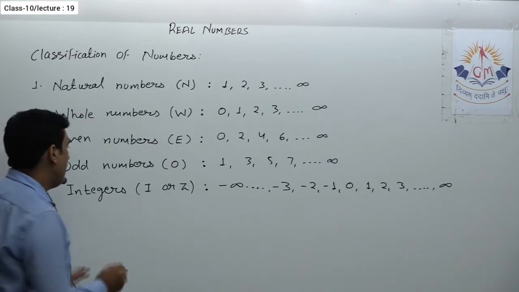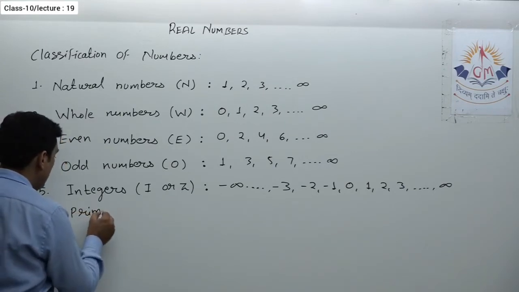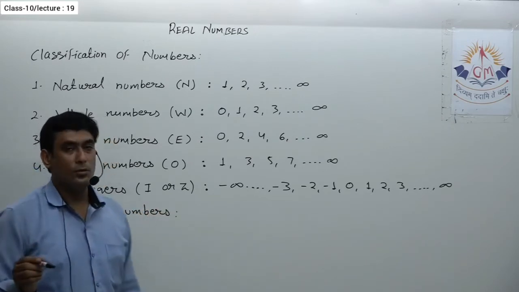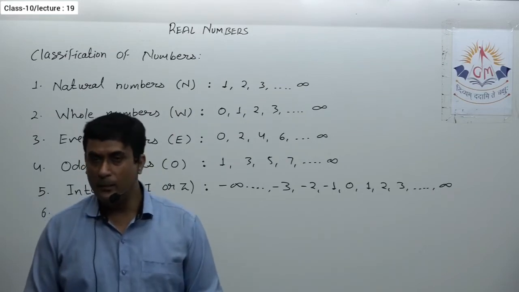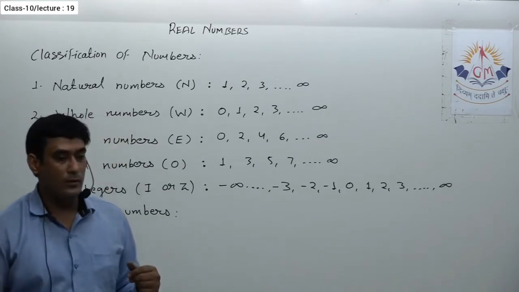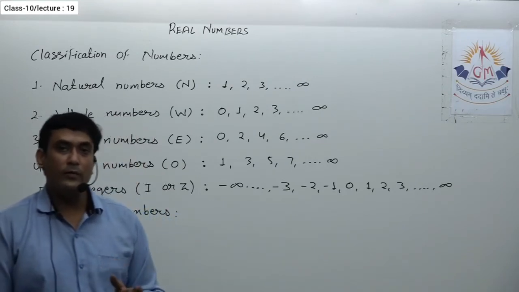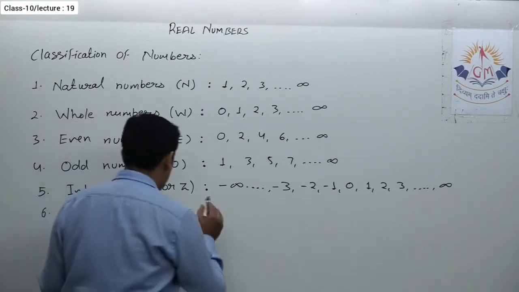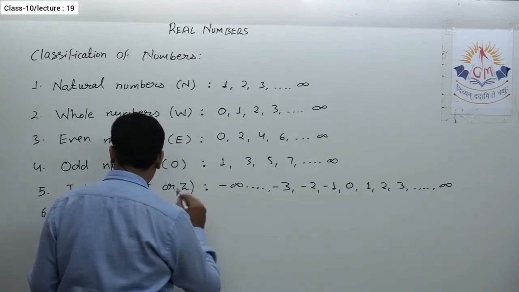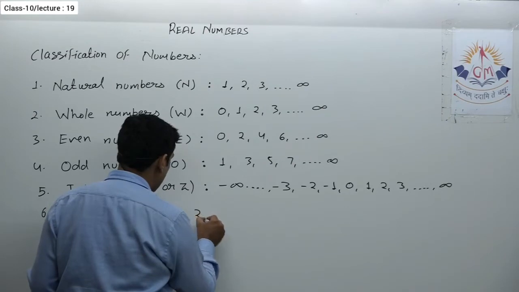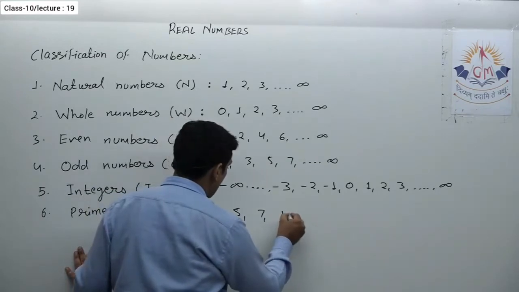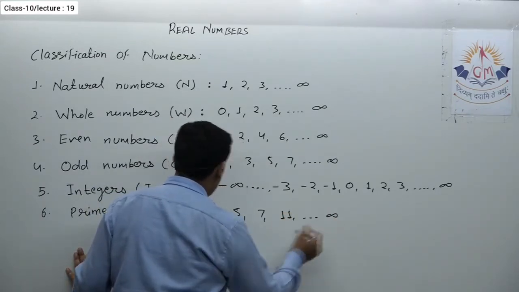After integers there is one more type of number, that is prime numbers. Prime numbers are numbers divisible by the number itself and 1 only. That means they have exactly 2 factors. So the collection starts from 2, then 3, then 5, 7, then 11 and so on. These are the prime numbers.